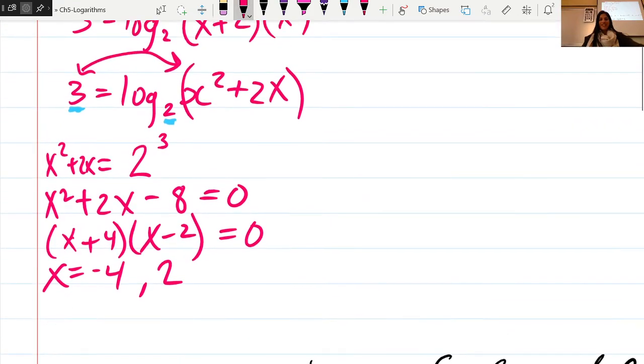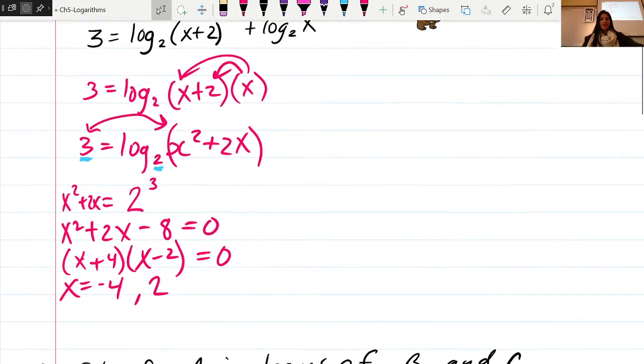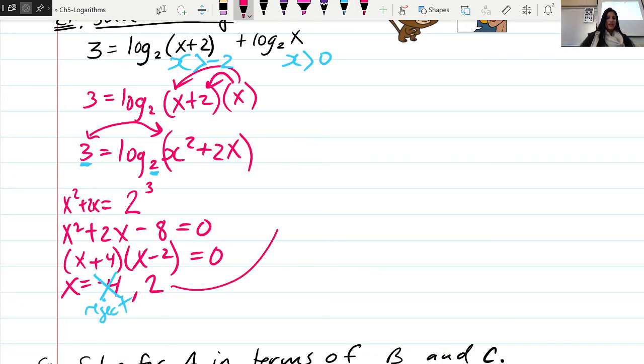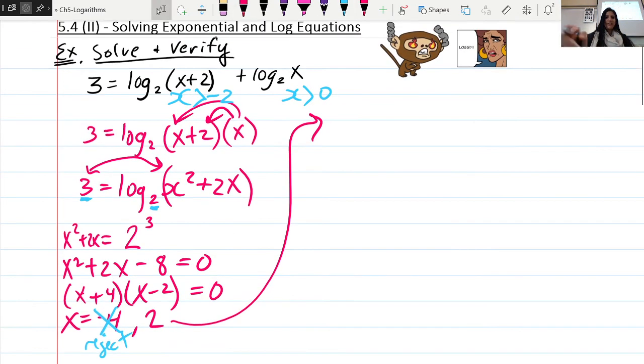Always when we get to the answer, we compare it to the original. I had said last day to list off the restrictions right at the start, and then I didn't do it here. But what are the restrictions here? x here must be greater than negative 2, and x must be greater than 0, right? So right off the bat, I can reject this. Reject negatives. Good? We're still not done, because it said verify.